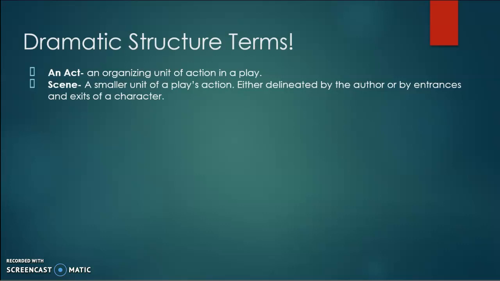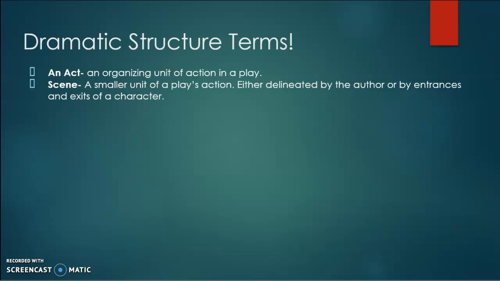It's one particular moment. It's either delineated by the author, and they've decided that this one unit of action is a scene. We only want to see this one small part of the whole of the action. Or by entrances and exits of a character. We call that a French scene. And that comes out of French writing in the 17th century, where you would mark the scene's beginning and end by when a particular character would enter and when that character would then exit later in the scene. So that's a different way of marking it out.